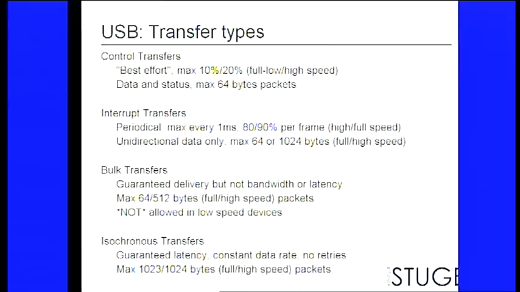Interrupt transfers are a periodical data exchange, and they can take up to 90% of the frame on the bus. So there's still 10% left, maybe for control, maybe for something else, depending on what software actually wants to communicate on the bus right now.